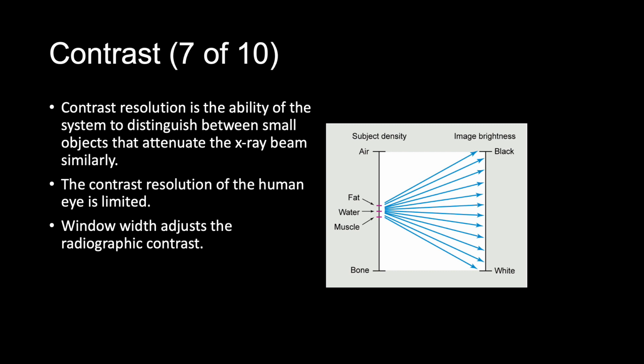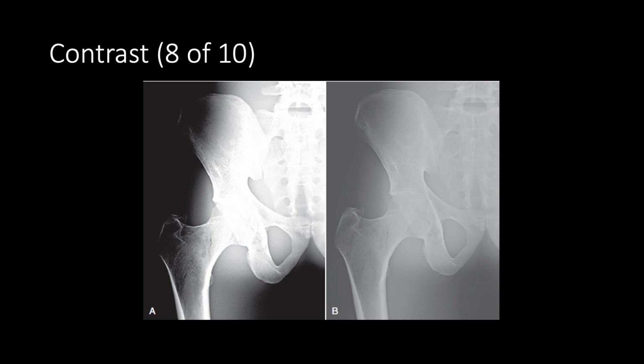Because of the digital image, we can display grayscale levels ranging from black to white. The display monitor can vary the range or number of brightness levels visible on the image to show all of the anatomy. Remember, window width adjusts the radiographic contrast. So by taking your cursor and going from left to right or from right to left, you're able to window width your image, and you can change the contrast of your image. Radiograph A is showing high contrast, and radiograph B is showing low contrast.